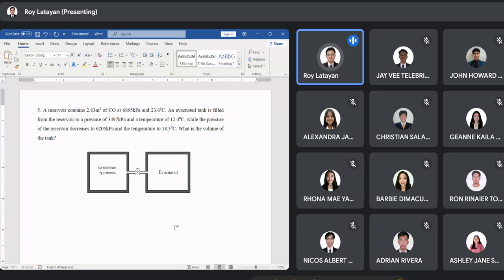A reservoir contains 2.83 meter cube of CO at 6895 kPa and 23.6 degrees Celsius. An evacuated tank is filled from the reservoir to a pressure of 3497 kPa and a temperature of 12.4 Celsius, while the pressure of the reservoir decreases to 6205 kPa and the temperature to 18.3 degrees Celsius. What is the volume of the tank?